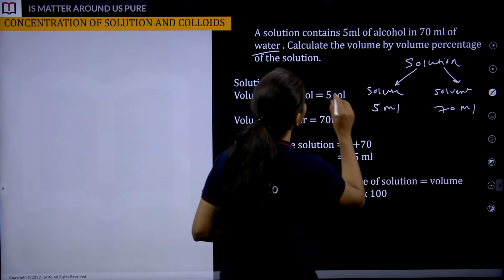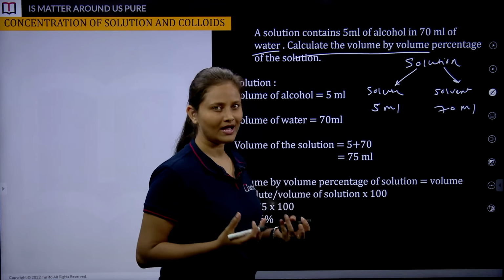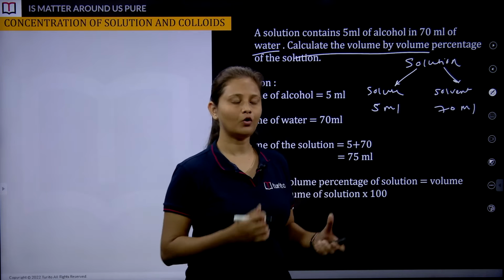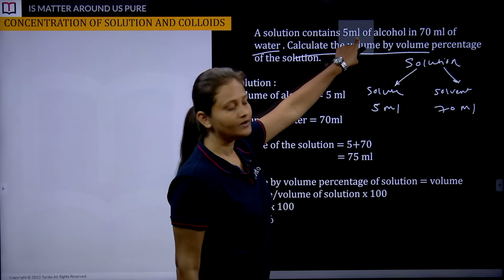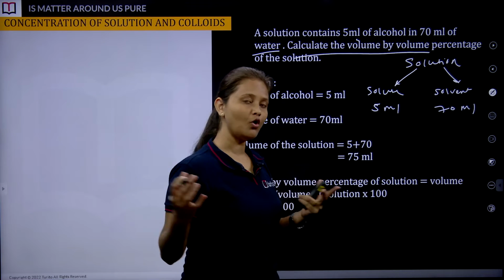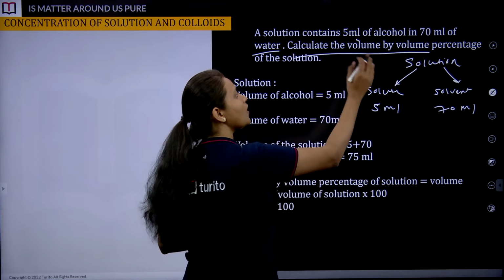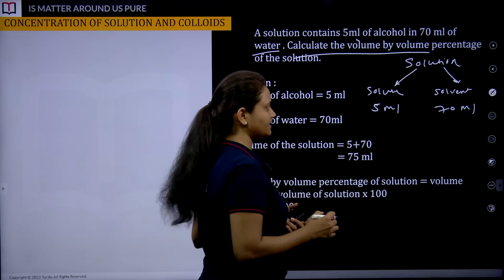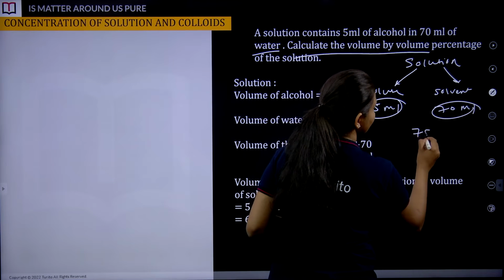So quickly calculate the volume by volume percentage. So here we are just going to calculate volume by volume. Earlier we have calculated mass by mass. Students, it's alcohol, liquid. It's 70 ml of water, liquid. So the combination is what? Solute is liquid, solvent is liquid, and that's why they are asking the concentration in volume by volume percentage. So 5 ml, 70 ml, 75 ml what?